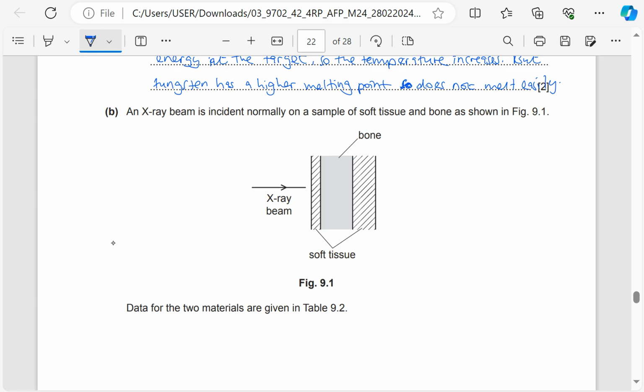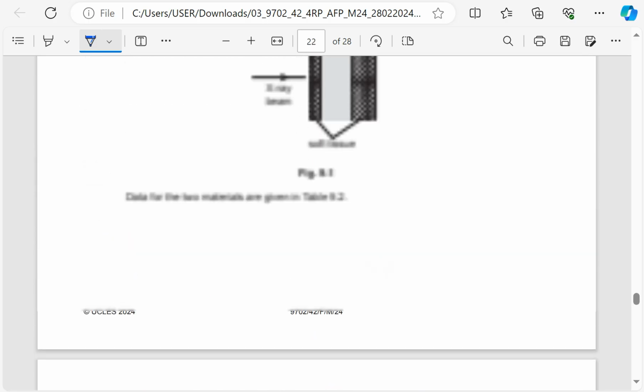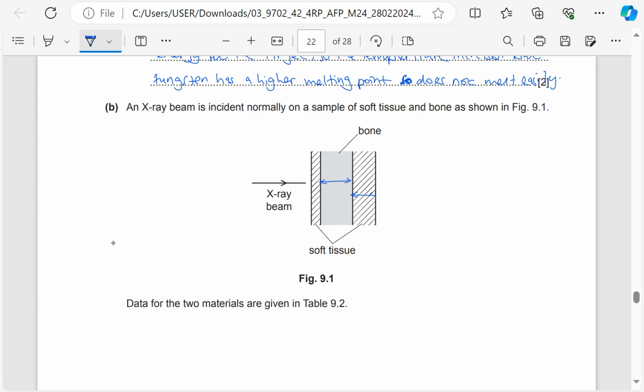An X-ray beam is incident normally on a sample of soft tissue and bone as shown in the figure. Data for the two materials are given in the table. They have given us the medium, the linear attenuation coefficient, and the specific acoustic impedances. The total thickness of soft tissue is X. The total thickness of bone is X. So that means bone is X. When I add this thickness here to this thickness here, total is X.